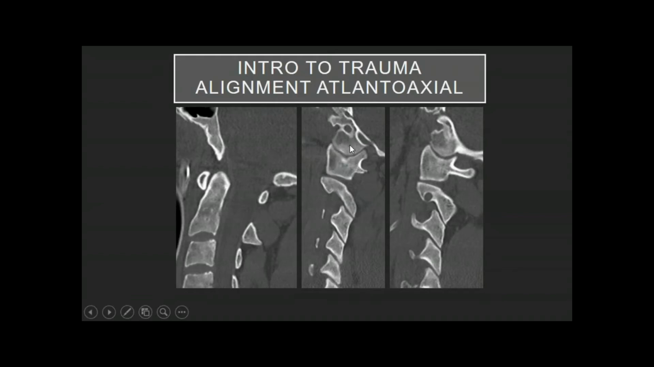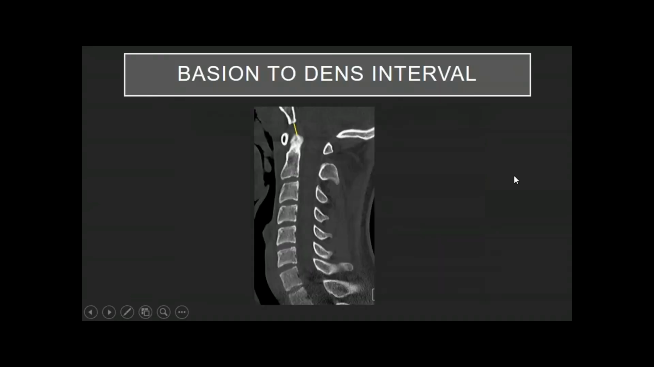Occipital condyle to C1 is like a ball and socket joint. C1 to C2 is flat. Why is it flat? Because you want to be able to shake your head no, and that's what allows you to do it, this flat joint. All right, so what are the things we look at?